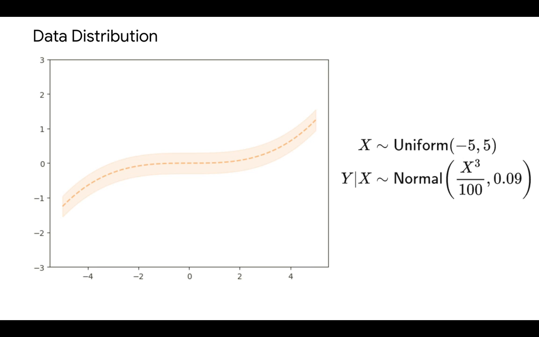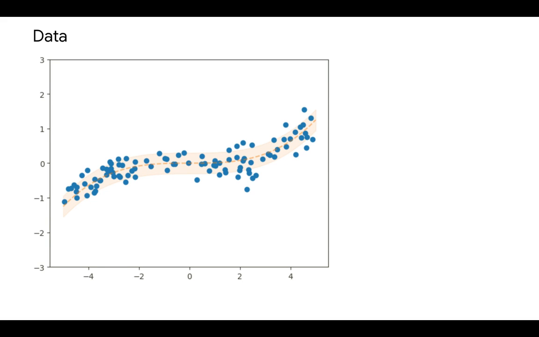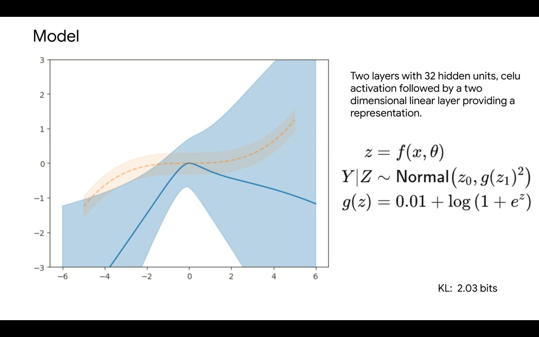From this data distribution, we can draw some data. Here's 10 data points. Here's another 10 data points. Here's 100 data points, what have you. We need to fit a model. In order to fit a model, I need to define a model. Now, perhaps a little different than the way you're used to, I'm going to talk about it in a different way.